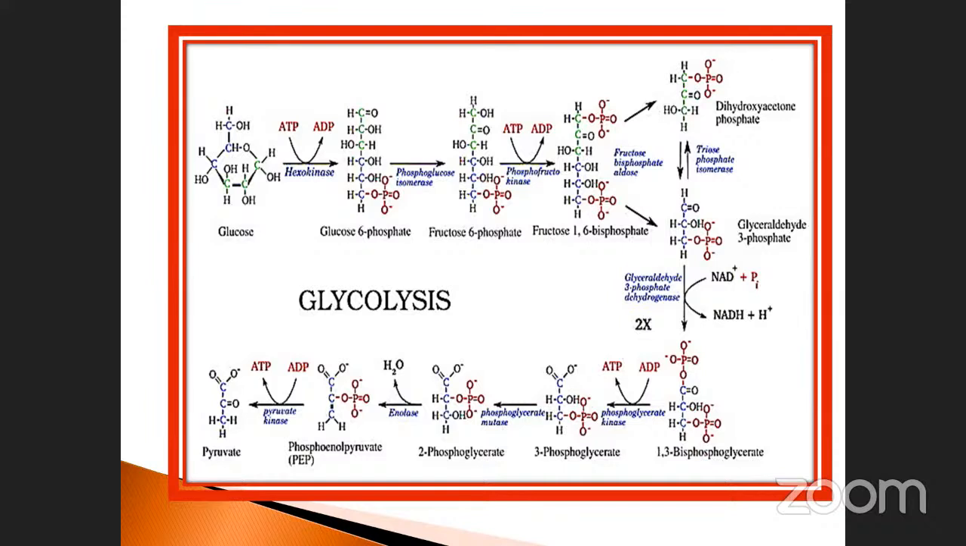So these are the 2 pathways. Glucose 6-phosphate, fructose 6-phosphate and fructose 1,6-bisphosphate up to this level. So there are 2 ATP molecules also involved. And after that, what happened?